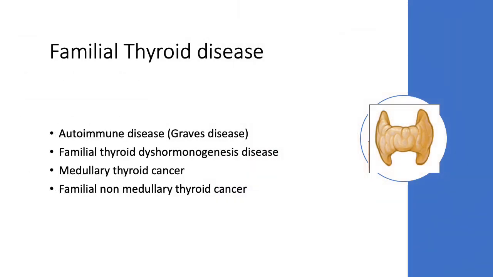And the third epidemiological abnormality is familial thyroid diseases. Familial thyroid diseases are mainly autoimmune diseases such as Graves' disease and familial thyroid dyshormonogenesis. The well-known familial thyroid cancer is medullary thyroid cancer, but familial non-medullary thyroid cancer also exists, which arises from the follicular cells.